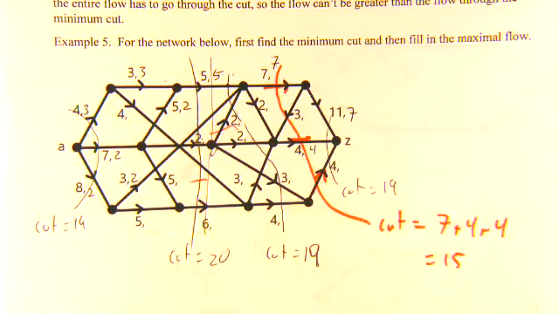So you can find the maximum flow. There'll be a bunch of different possible maximum flows because it's a complicated network. Find the minimum cut, right? What's the cut that gives you the least amount of flow?